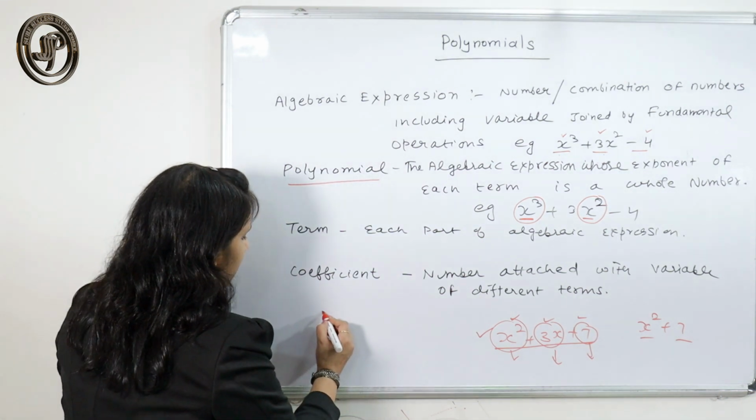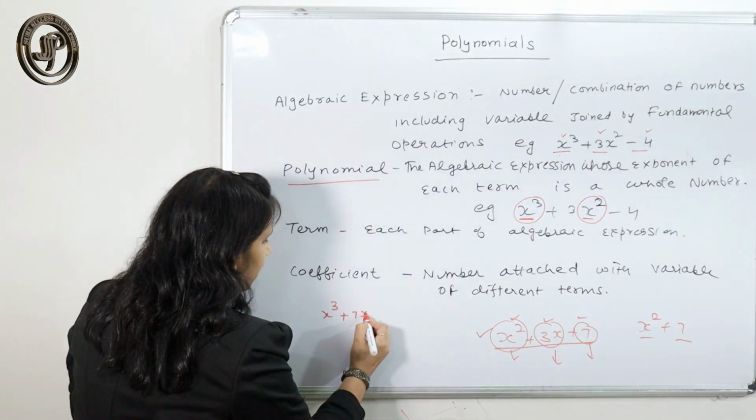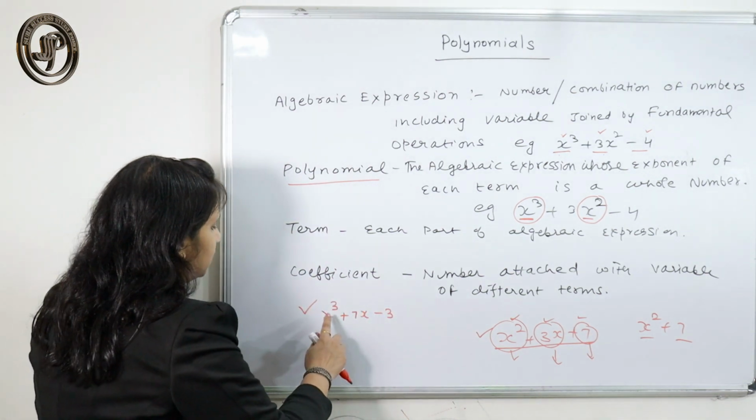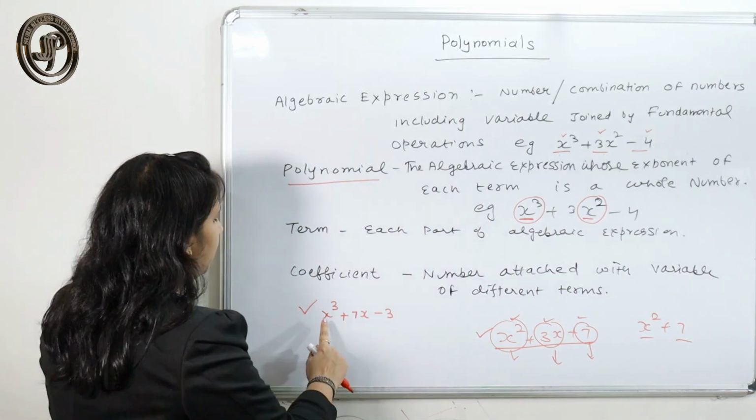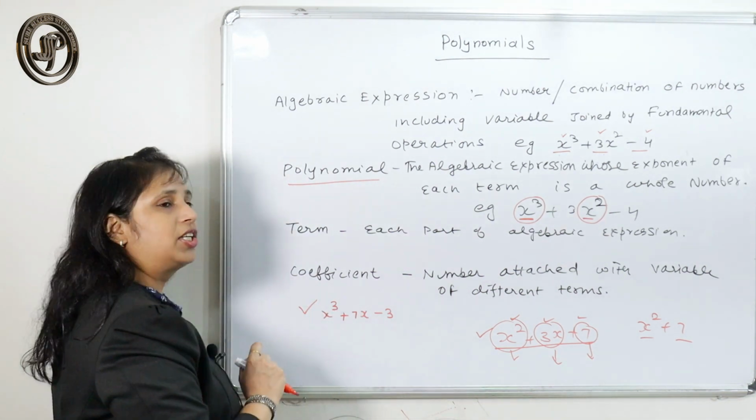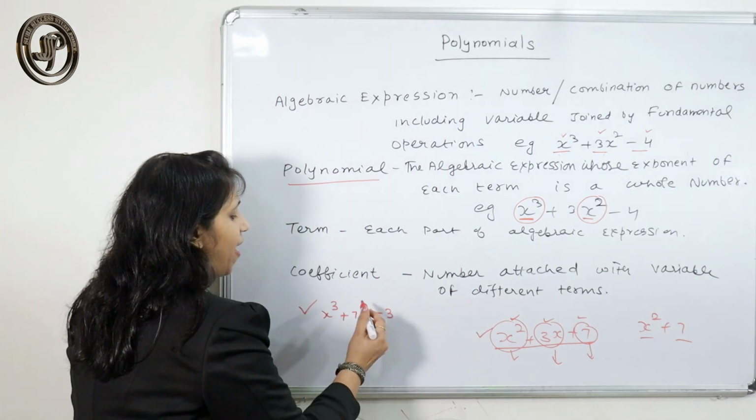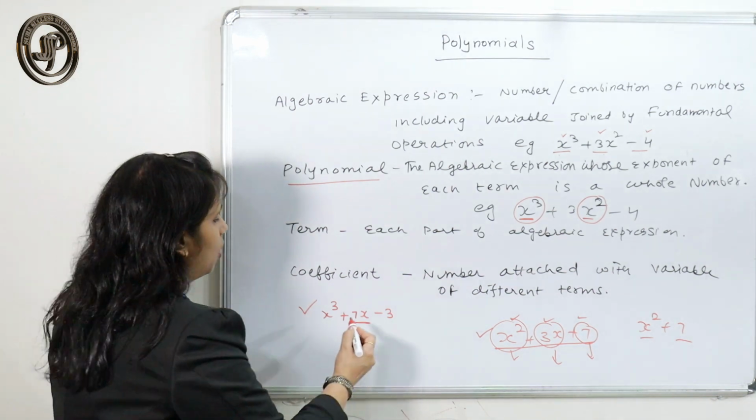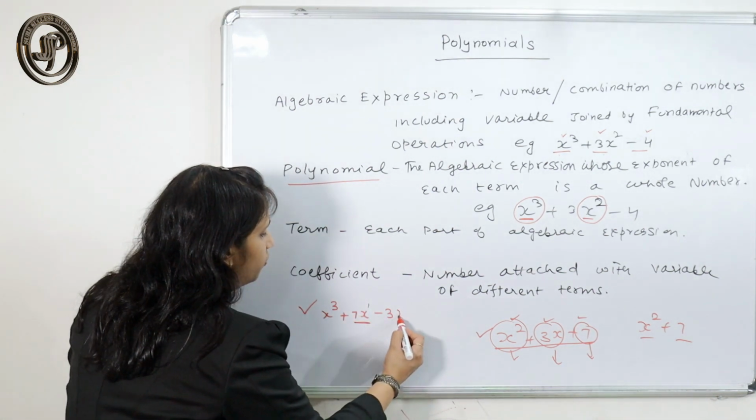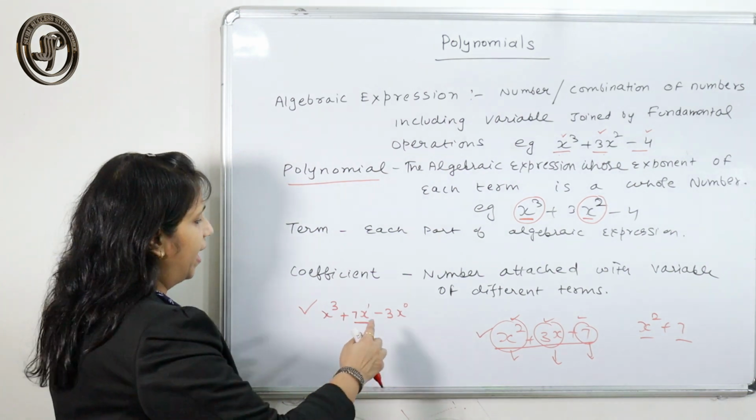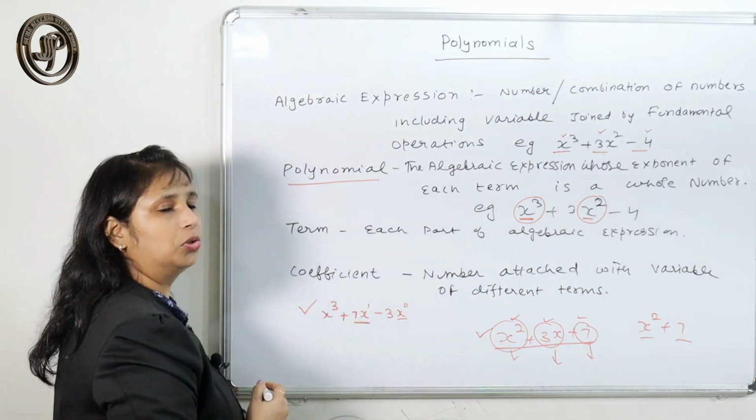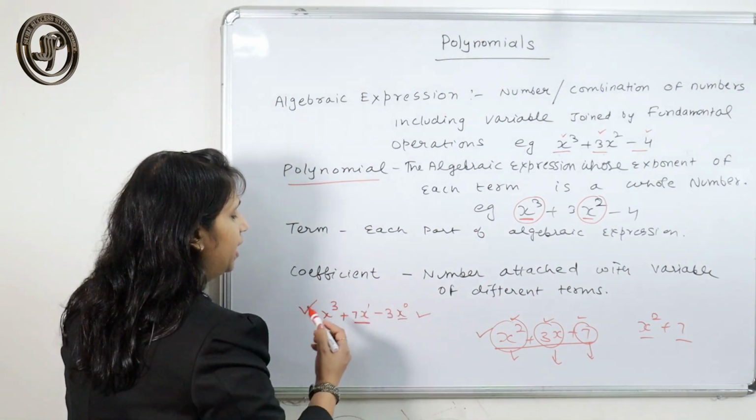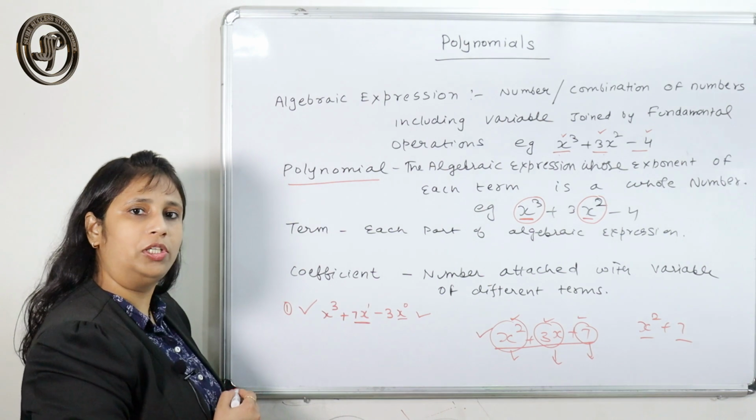See, if I say x cube plus 7x minus 3, is it a polynomial? The exponent of the first term is 3, exponent means power. The exponent of the second term is 1. The exponent of the third term is, if x is not here, you can put 0. So the exponent of the third term is 0. So we can say yes, it is a polynomial.